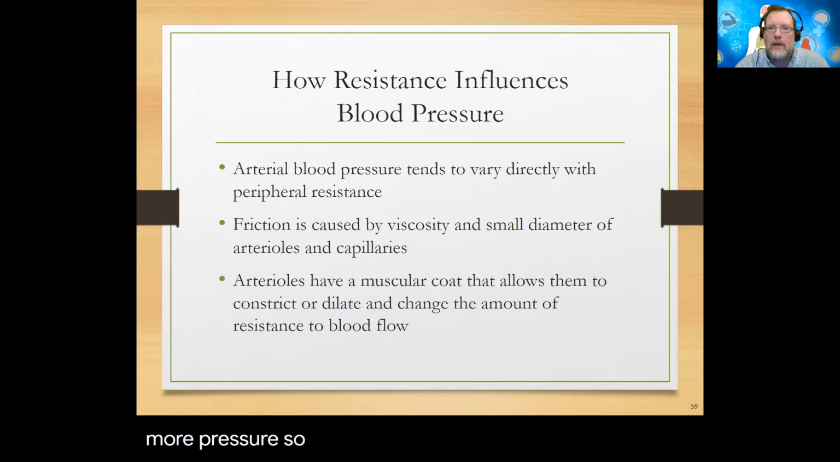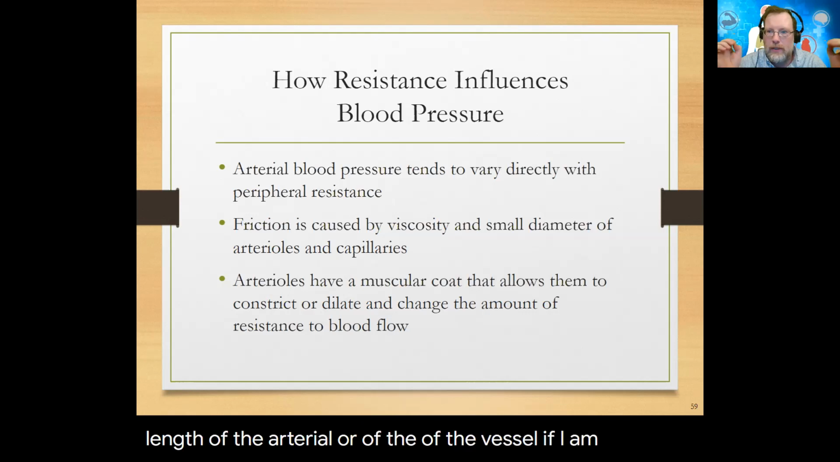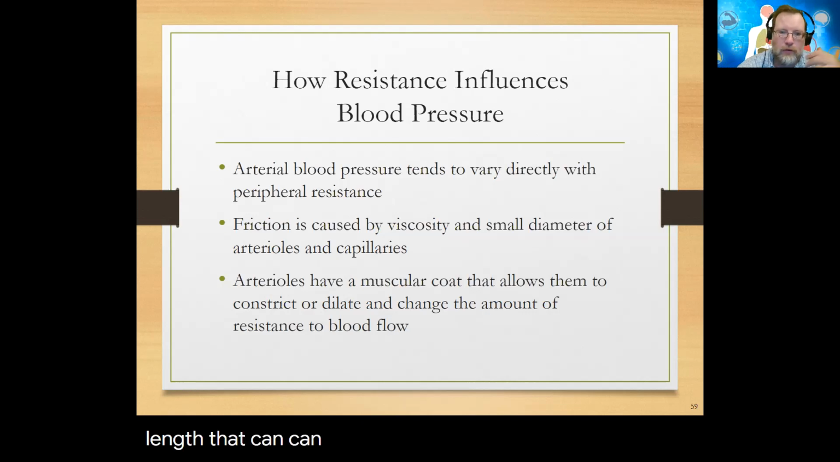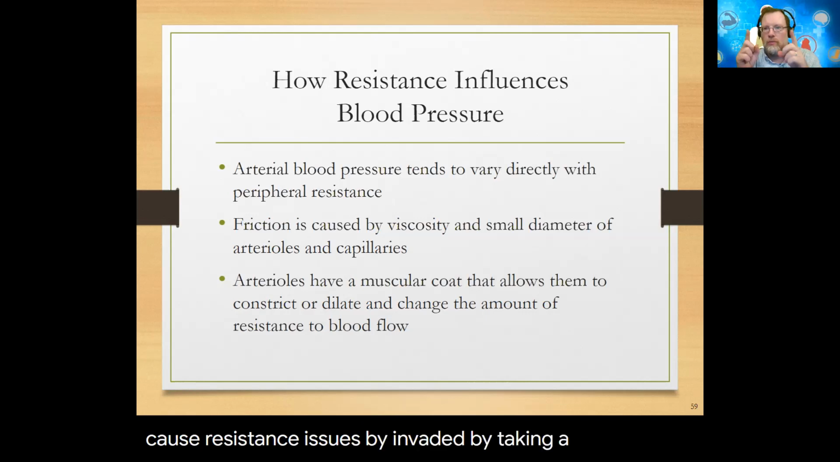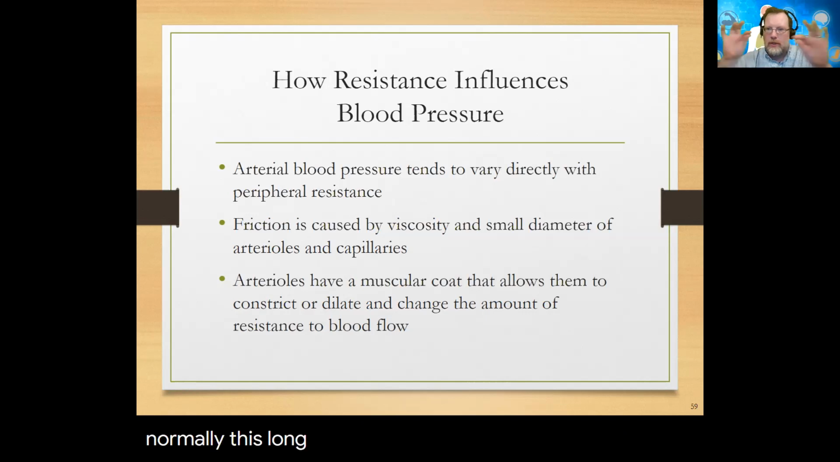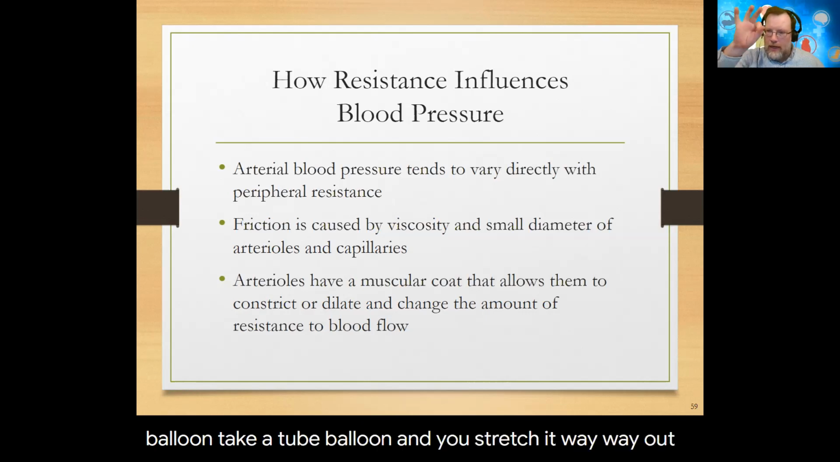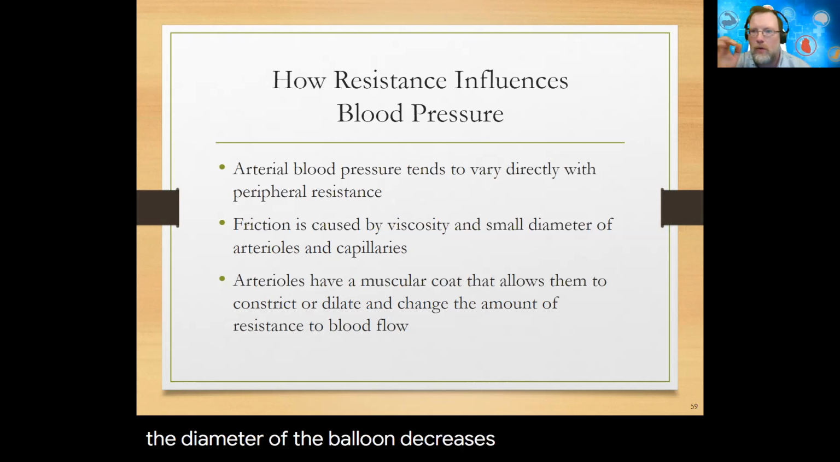The other one we looked at in PhysioEx too was the length of the vessel. If I increase the length, that can alter flow and cause resistance issues. Take a tube that's normally this long and stretch it out, kind of like a balloon. You stretch a balloon way out, and the diameter of the balloon decreases. So again, that causes more resistance.